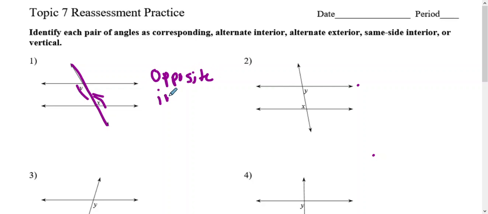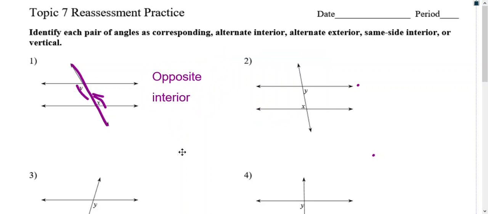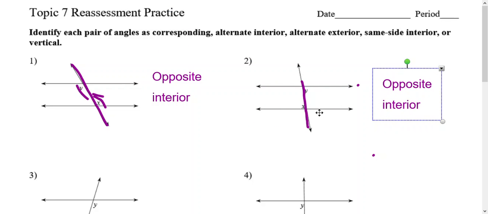And they're interior because they are inside of the other two lines. Okay, let's look at number 2. We have angles that are on opposite sides of the transversal and again interior. So we have the same thing, opposite interior angles.